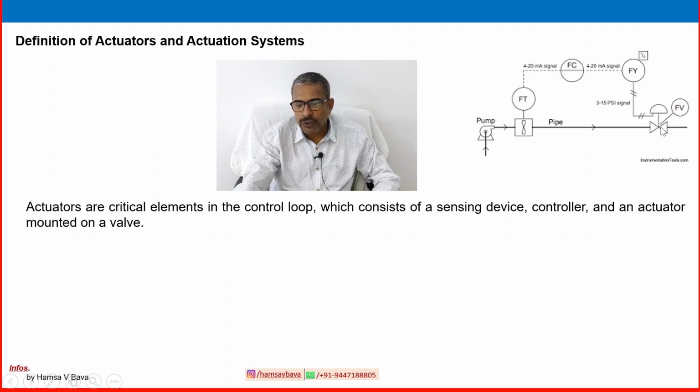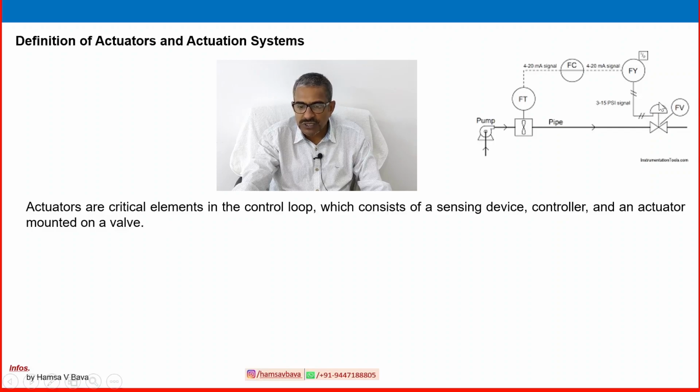Controller output is going to the control valve, but here a transducer is there. That is an auxiliary instrument used for converting an electronic signal to a pneumatic signal. That's why this is here, the I2P converter. The controller is giving an electronic signal, and the pneumatic signal is received by the actuator.